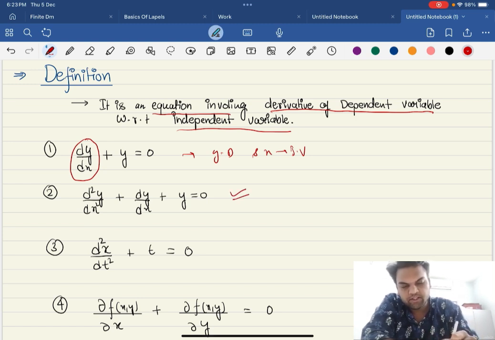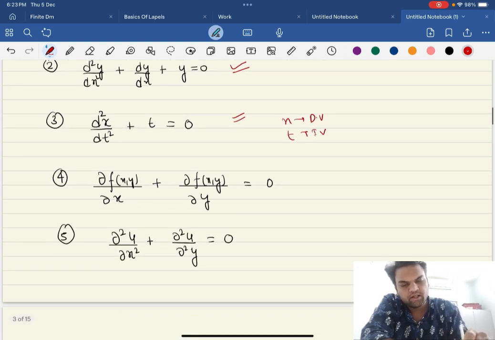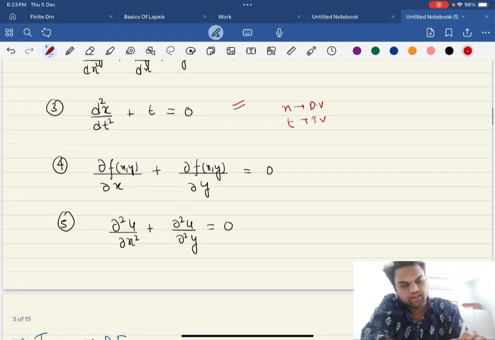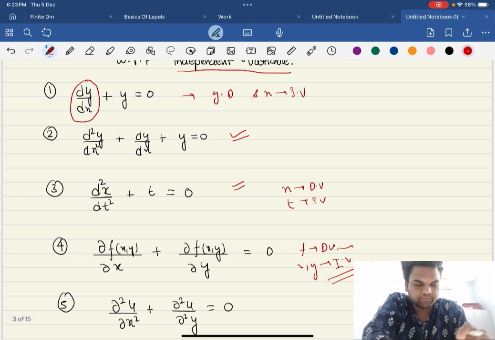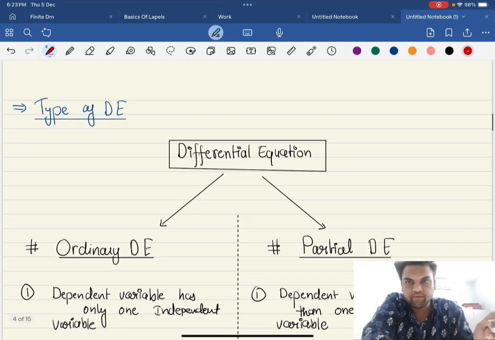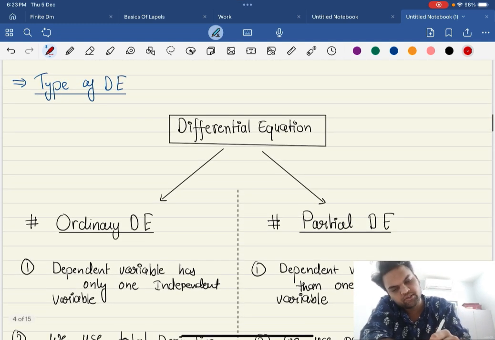Similarly in this equation, here x is a dependent variable and t is an independent variable. And if we look into this, f is a dependent variable and x, y are the independent variables. So these are all differential equations. Now if we move to the types of differential equation, we have two types.